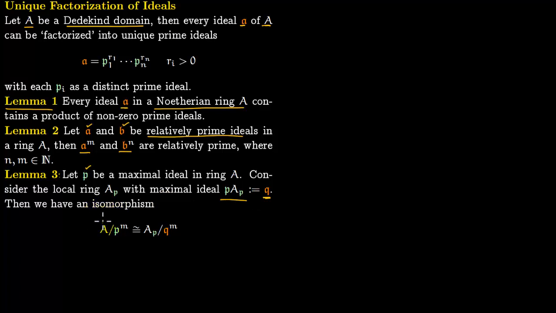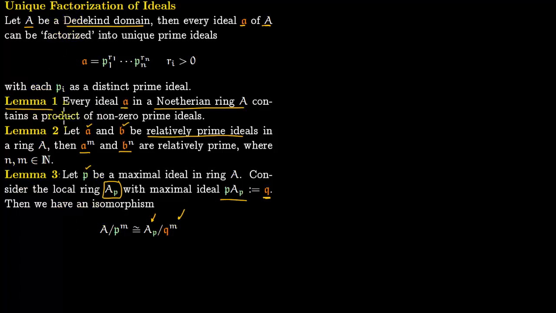Then we have an isomorphism: A modulo P^m is isomorphic to the local ring modulo its maximal ideal to the same power, that is, A_P modulo Q^m. So you have P^m here and Q^m here, where Q is the maximal ideal. This is important because from this structure we are passing to a local ring, and we are just talking in terms of the maximal ideal of the local ring. So this power gets transferred here. So we have these three lemmas. Now we can prove this theorem.